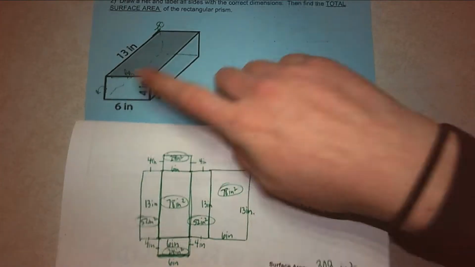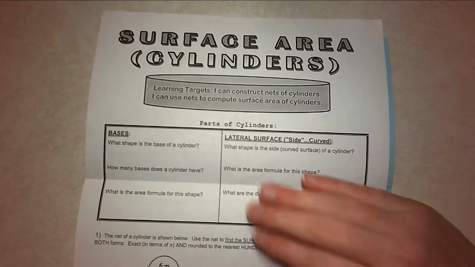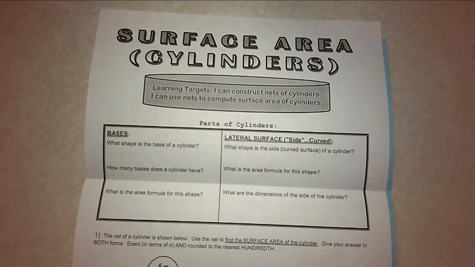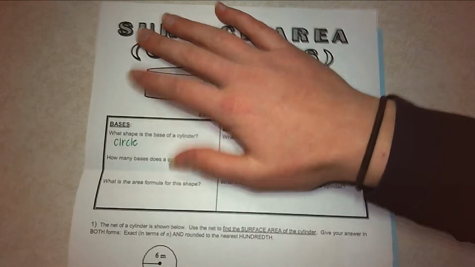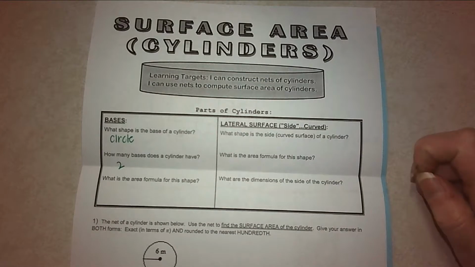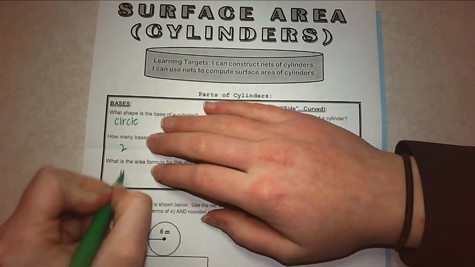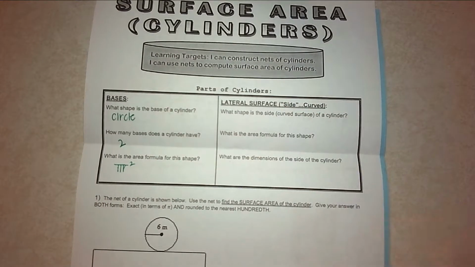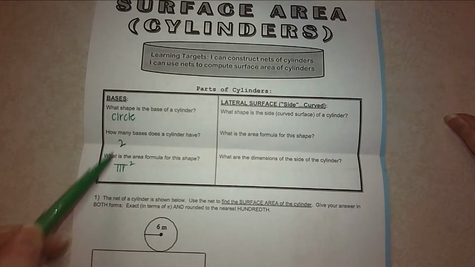Earlier we talked about prisms, rectangular prisms specifically, and we said it was a rectangular prism because it had two bases that were parallel, and they were in the shape of rectangles. Now we have a cylinder, which is similar to a prism because it has two parallel bases, and the base shape is a circle. It has two of them. And the area formula for a circle is pi r squared, if you remember that from previous notes. There's two of those again.